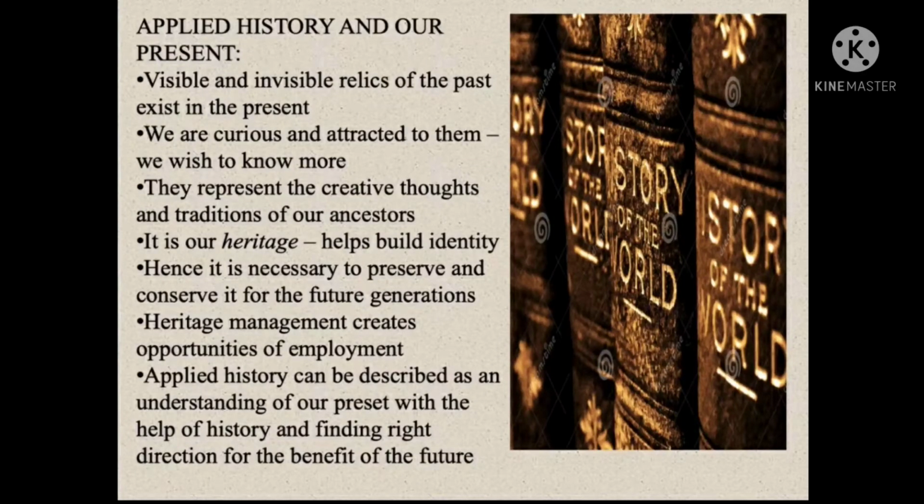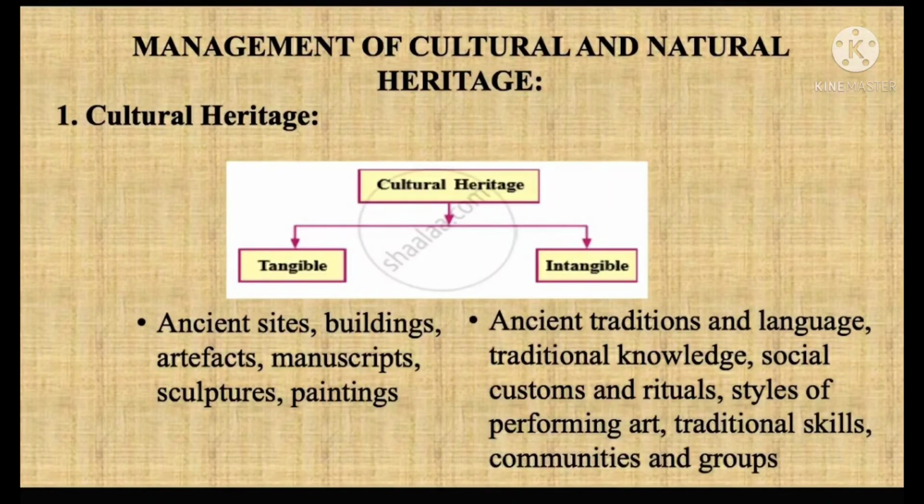So, children, we can brief it out that applied history can be described as understanding of our present with the help of history and finding the right direction for the benefit of future. Now, let's move on to the next topic, management of cultural and natural heritage. Now, here, children, cultural heritage means ideas, customs, and social behavior.